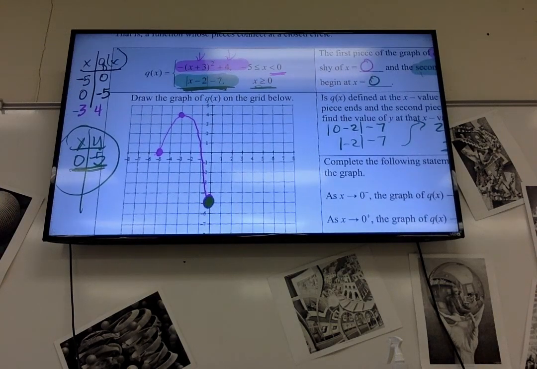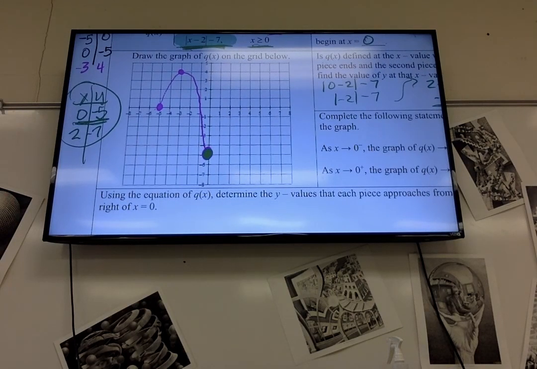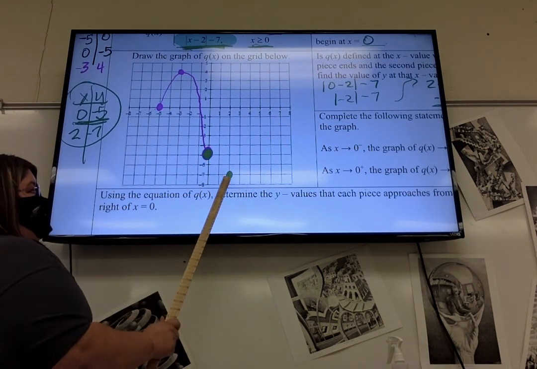7. So that's at the point (2, -7). So there's my vertex point. I need another point to the right of it. I can use symmetry. I hadn't really talked about that in here, but notice it's going to be the same thing on both sides.